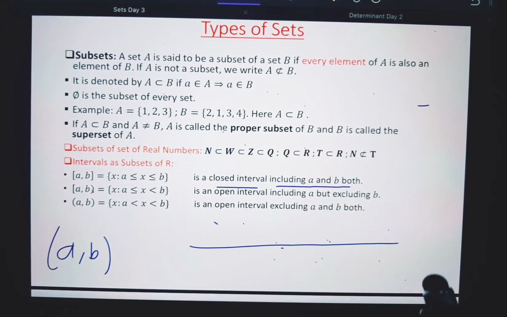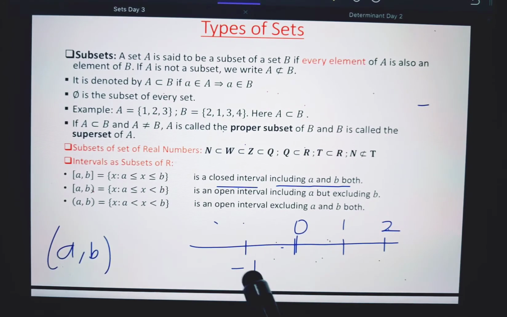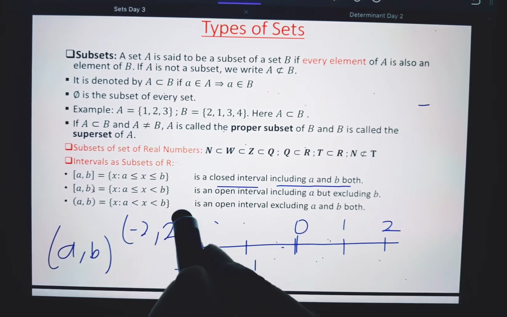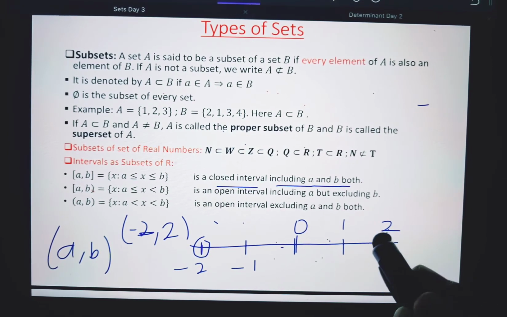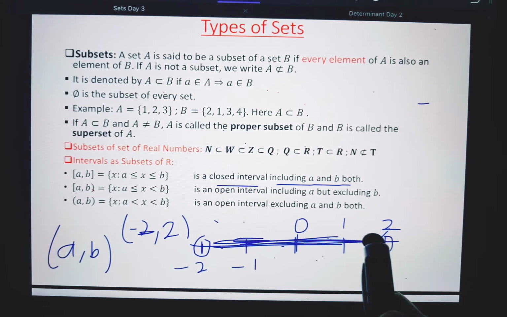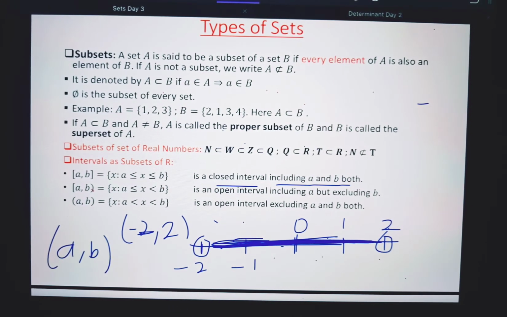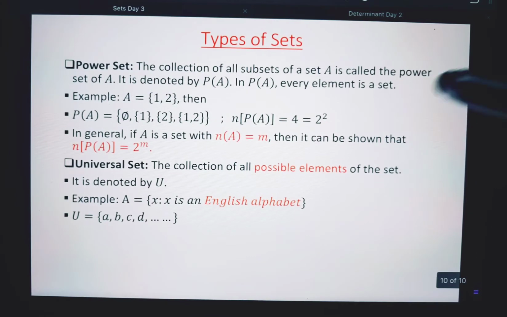Suppose I have a number line 0, 1, 2, -1, -2. Suppose I write -2 to 2. If I have it like this, -2 to 2, it will be what? A circle like this, a circle like this. Both will be hollow, and it will denote the points between -2 and 2, but -2 and 2 are not included. Am I clear? This is for the open bracket. Okay, so let's move on to our last slide.